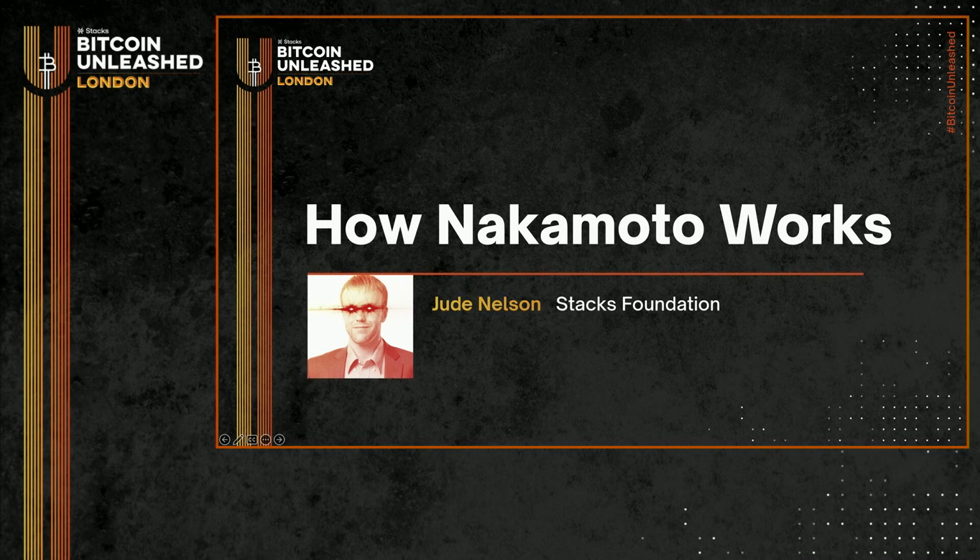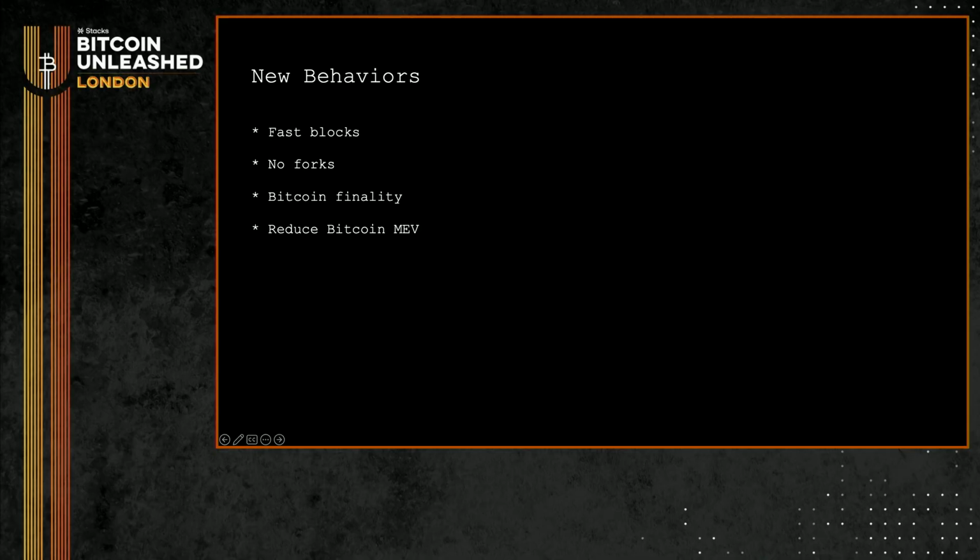Thanks, everyone. All right, so this talk is called How Nakamoto Works, and it is best viewed in a 256-color terminal. I use Xterm, so one recommendation there. The four topics we'll be covering today are the new behaviors of the Nakamoto system.